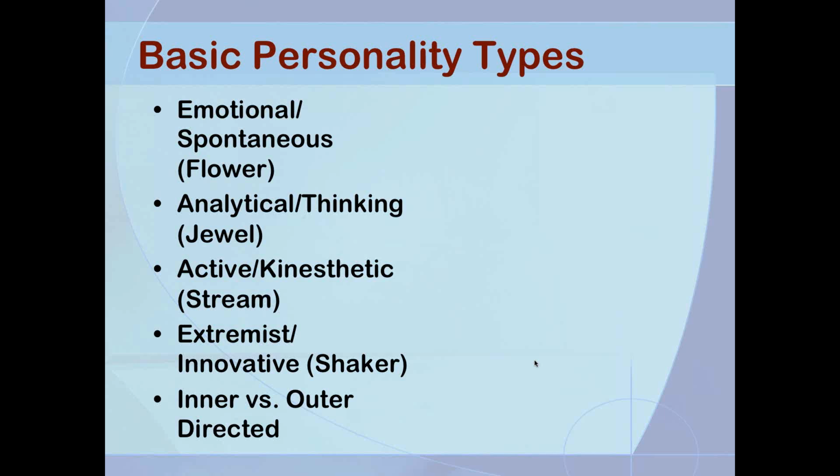So the final thing we want to talk about in our introductory class is the basic personality types. We have four of them: the emotional spontaneous type, which Denny Johnson calls the flower type, the analytical thinking type, which Denny Johnson calls the jewel, the active kinesthetic or stream, and the extremist innovative or shaker. We also have the idea of inner or outer directed, or introversion and extroversion, as another way of saying that.